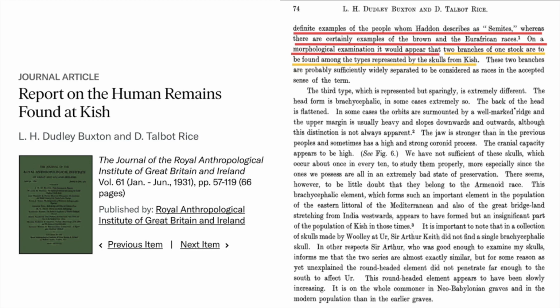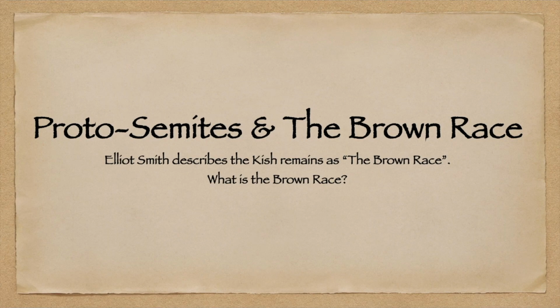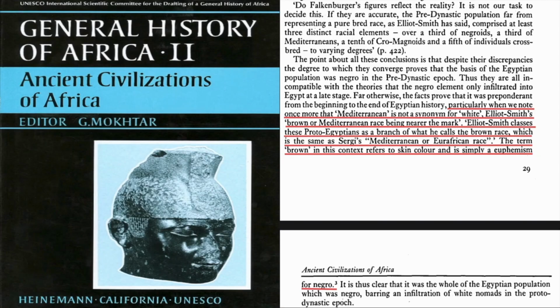So basically, they're saying that the Semites of Kish look like the brown Mediterranean and the brown Euro-African, but all still having a single stock. So Elliot Smith describes the Kish remains as the brown race. So what is the brown race when it comes to his definition?